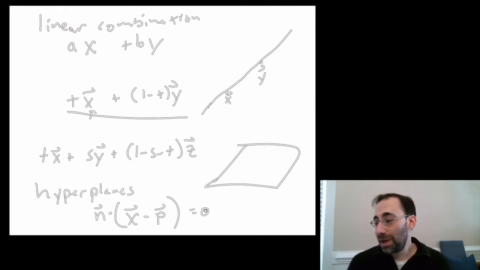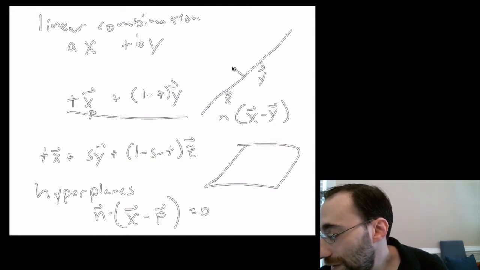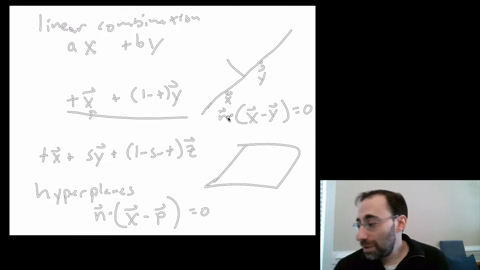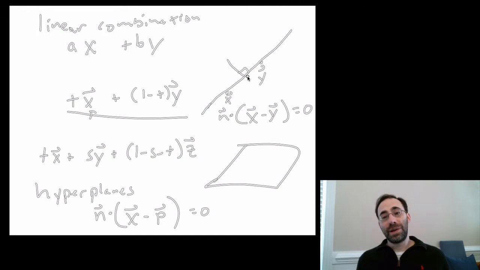So if we have a vector here that's x minus y, then the normal vector, which would be perpendicular to this thing, would be a vector such that the dot product with this is 0. And this would be normal and therefore perpendicular. So there you go with some geometric interpretations.